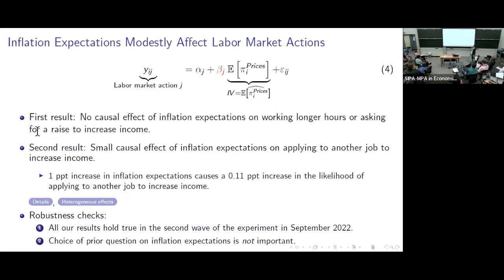Another robustness check that we ran just last month was to try to show that the choice of the prior question for inflation expectations is not important in determining the level of pass-through from inflation expectations to income growth expectations. There we ran a much smaller RCT experiment where we gave our respondents both the ICIE question as well as the New York Fed question to infer inflation expectations.